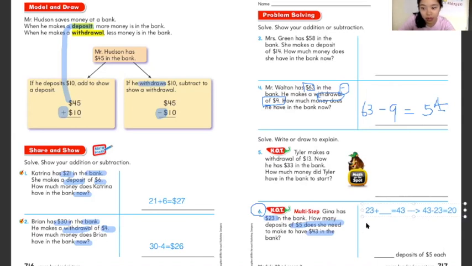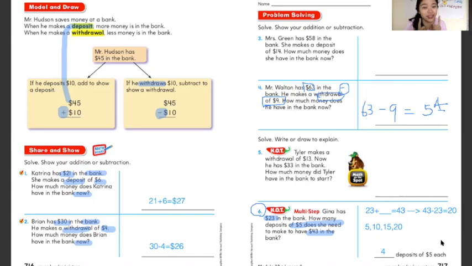Now, $20 isn't exactly how many deposits of 5 it is, but how much money she has to deposit. So we're going to skip count. 5, 10, 15, 20. We can see that 1 deposit gives you a 5, 2 times you have 10, 3 times 15, and 4 times is a 20. So in total, she has to make exactly 4 deposits of $5 each.